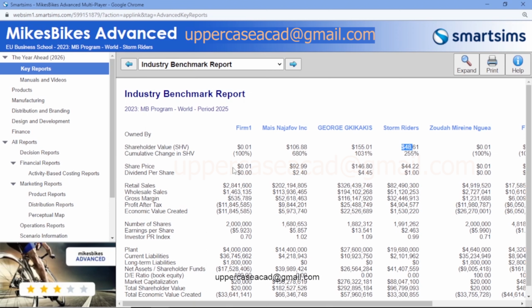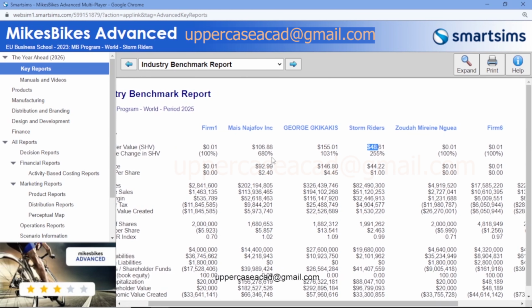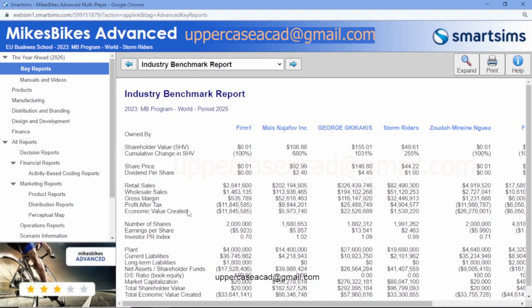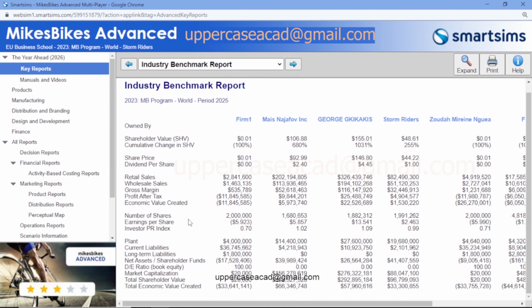Also, you can look at the cumulative change in SHV. This one has a loss of 100% because the shares are really falling. The second firm had 680%. George had 1031%. The Storm Riders had 255%. You can also look at the dividends they gave out: he gave out $2, $4, and $1. I'm just looking at these big ones. I don't want to focus on all these other ones.